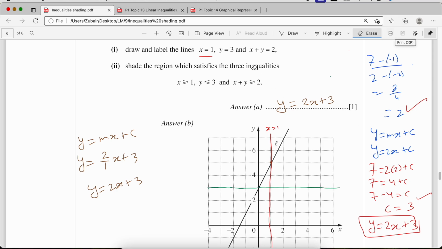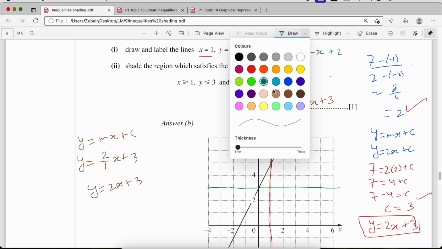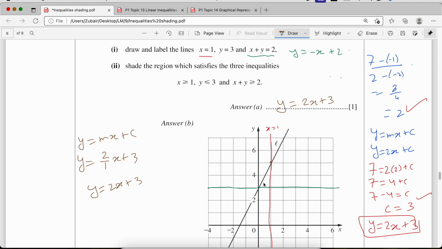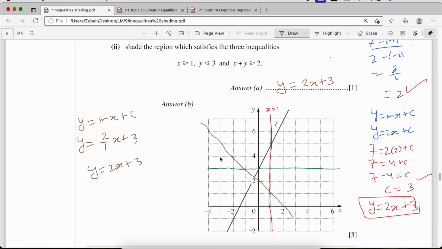Then it says x plus y equals 2. I'm rearranging it for better understanding. y equals minus x plus 2. I can see the gradient is minus 1 and the y-intercept is 2. Now again, that depends on your practice and understanding. I can see the y-intercept is already 2. This is my point and the gradient is negative 1, so rise over run. This is my second point and the line would pass through these. Once you get 2 points, you can just place your ruler and draw the line.